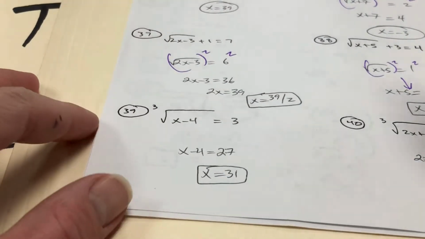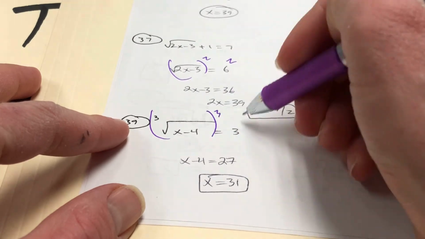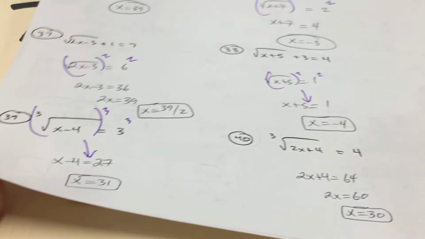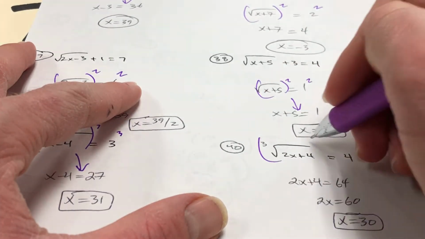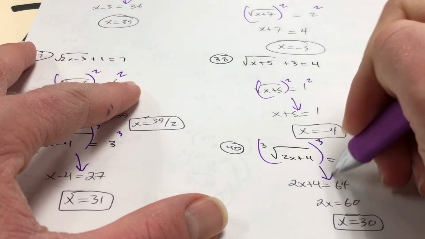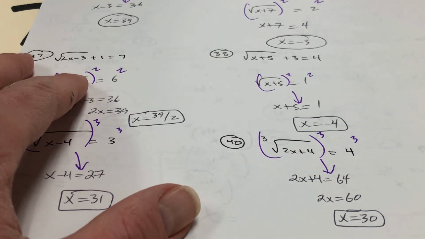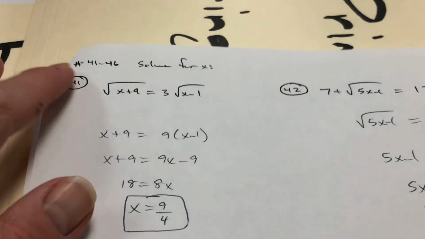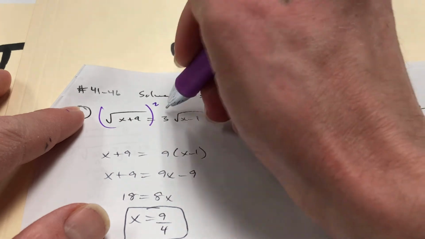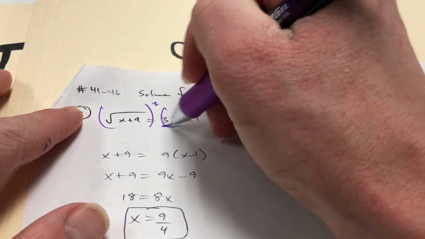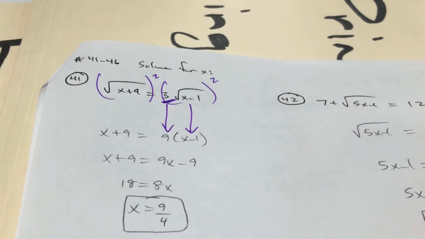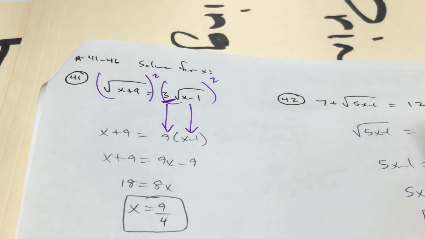On 39, you're going to cube both sides. On 40, you are going to, you guessed it, cube both sides. All right. Then, to end it, we've got some interesting ones, sort of. So, I can square both sides right away. I just got to make sure that when I got that 3, I got to square 3. When you square a square root, that falls out. Then I distribute, and then I solve.